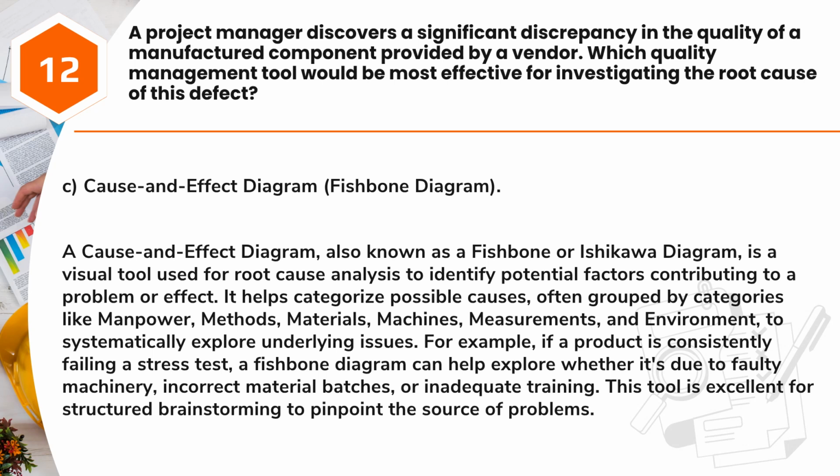A cause and effect diagram, also known as a fishbone or Ishikawa diagram, is a visual tool used for root cause analysis to identify potential factors contributing to a problem or effect. It helps categorize possible causes, often grouped by categories like manpower, methods, materials, machines, measurements, and environment, to systematically explore underlying issues. For example, if a product is consistently failing a stress test, a fishbone diagram can help explore whether it's due to faulty machinery, incorrect material batches, or inadequate training. This tool is excellent for structured brainstorming to pinpoint the source of problems.